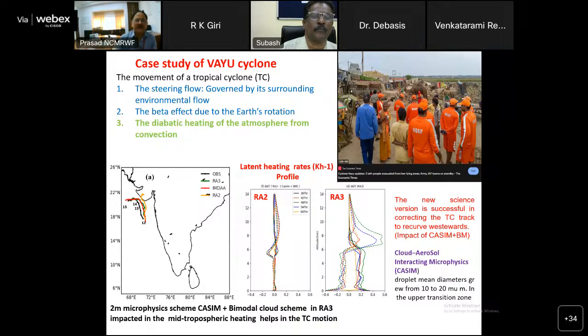For example, in the recent system, we have implemented the cloud aerosol interaction microphysics, CASIM, and also bimodal schemes for the water clouds, which give the distribution of all parameters in the vertical sense, and a better distribution in the vertical. With the improved physics, we have seen the impact where cyclone tracks and other things are improved due to improvement of the upper level circulations, the driving forces in the system. We can see in the case of cyclone Vayu the improvement of cyclone tracks with the same initial condition. With improvement of physics, it is possible to make these changes.